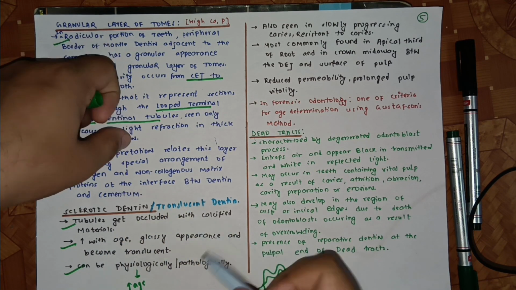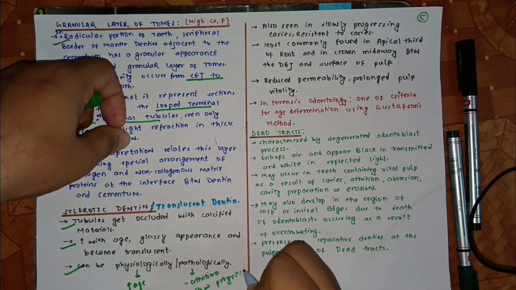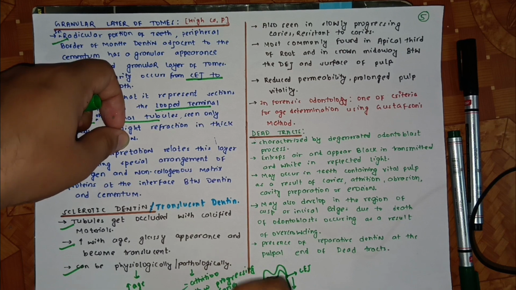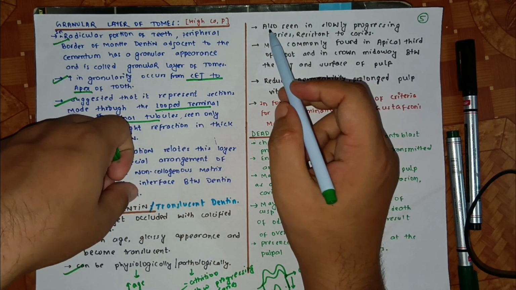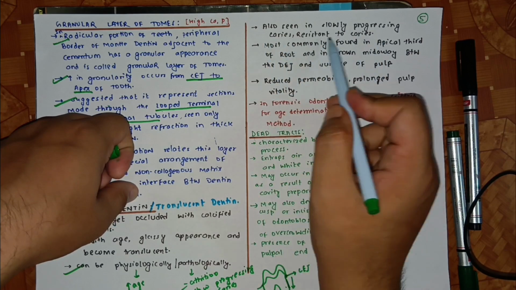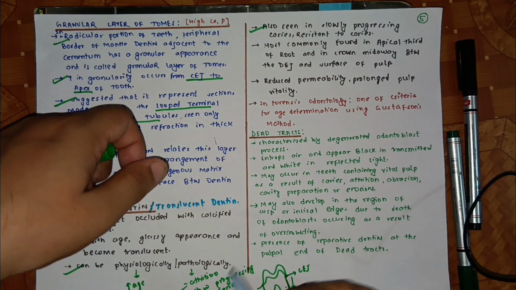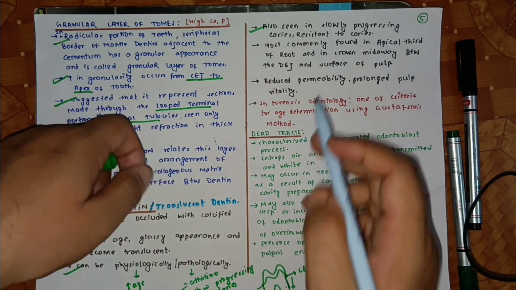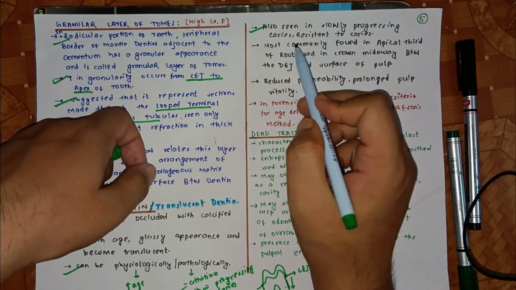But in pathological conditions like attrition and caries, in slowly progressing caries, there is formation of sclerotic dentin. I have also written here: slowly progressing caries, resistant to caries. So sclerotic dentin is a type of adaptation in slowly progressing caries that resists caries formation; it wants to stop the caries at that particular position.